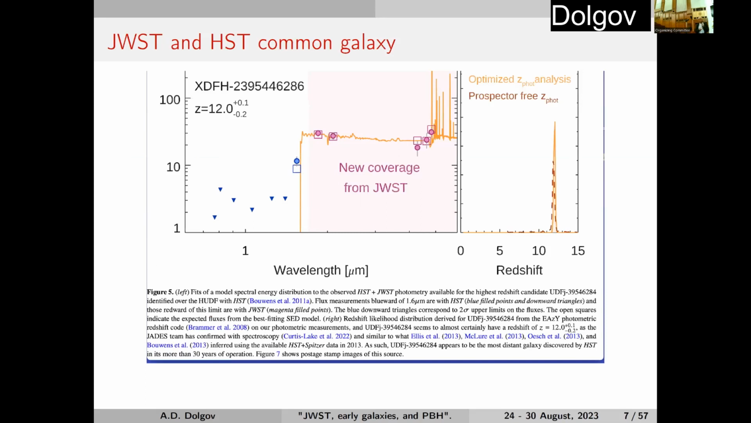So there are some pictures. If you look here, this is data from James Webb, and this is the same object, by some lucky chance also discovered by the Hubble Space Telescope, with the same redshift. So there is confirmation of agreement between two different instruments.